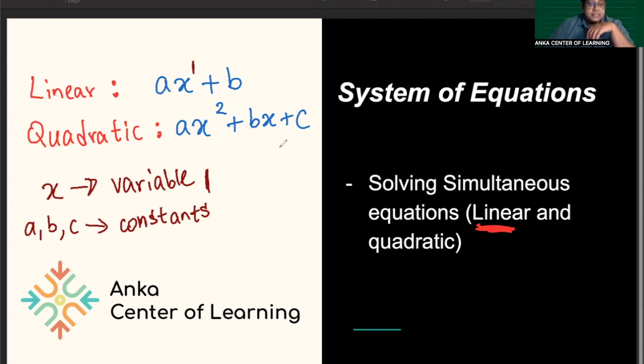And as you can see, x, which is your variable, is raised to the power of 2. That is your quadratic expression. So these are the differences between a linear term and a quadratic term. Right. So now let's move on to some questions with regards to solving simultaneous equations.